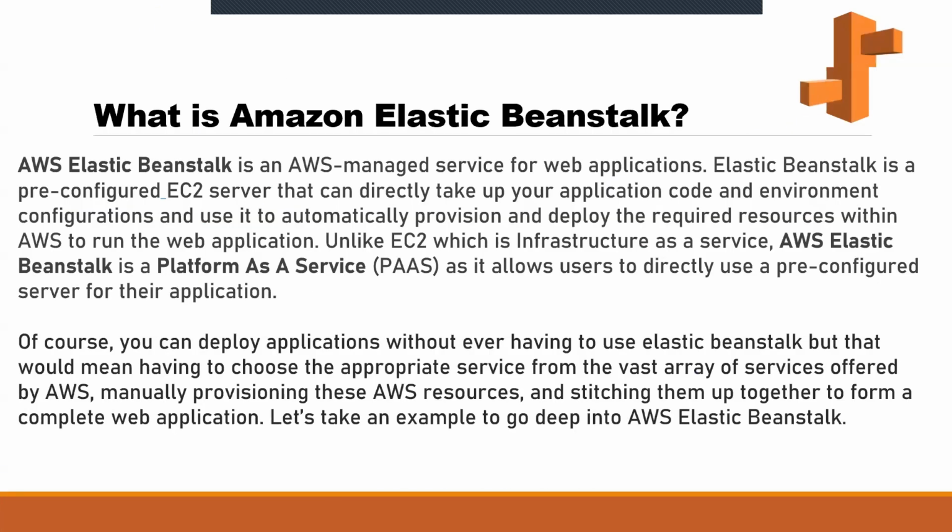So first we will see what is Amazon Elastic Beanstalk. AWS Elastic Beanstalk is an AWS managed service for web applications. Elastic Beanstalk is a pre-configured EC2 server that can directly take up your application code and environment configurations and use it to automatically provision and deploy the required resources within AWS to run the web application. Unlike EC2, which is infrastructure as a service, AWS Elastic Beanstalk is a platform as a service as it allows users to directly use a pre-configured server for their application.